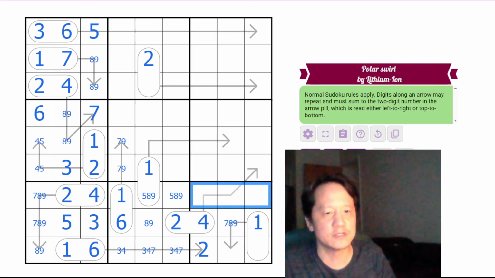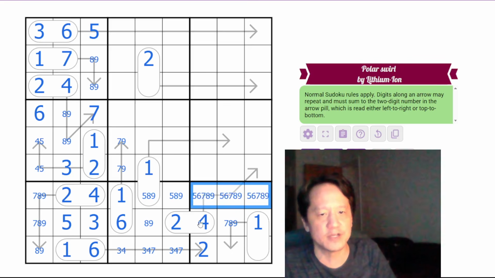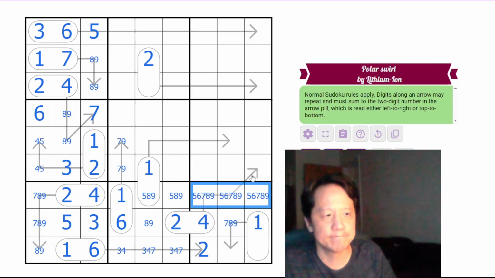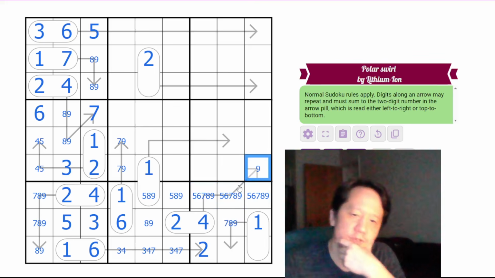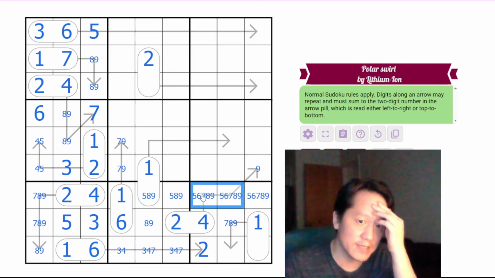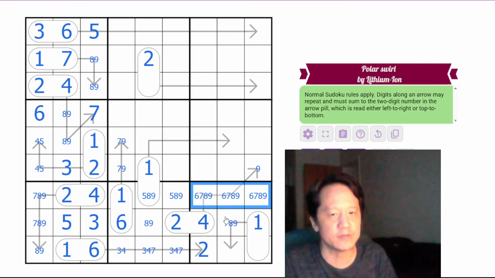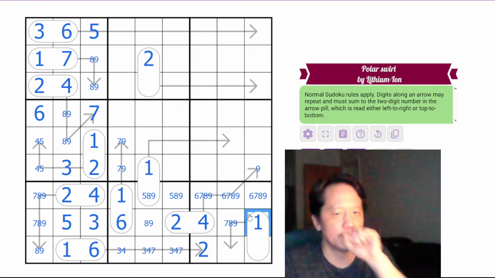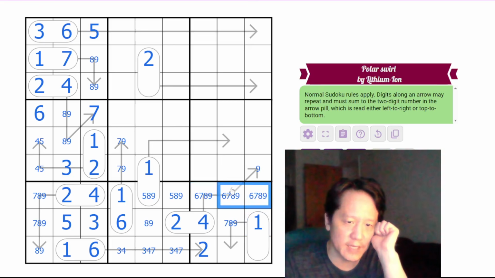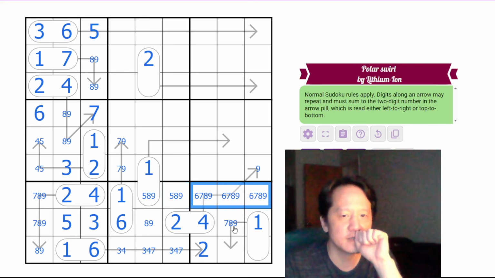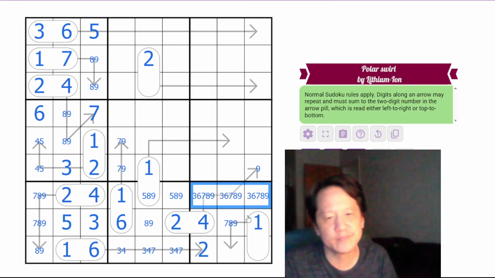Well, remaining digits of row 7 are 5, 6, 7, 8, and 9. This is at most a 9. So that means this must add up to at least 15. So you cannot have 5. Oh, 5 can't be any of these digits anyways. We have a 6, 7, 8, and 9 quadruplet in this lower right-hand box. That eliminates 6, 7... Wait, that doesn't work. This is also 3. That's why.